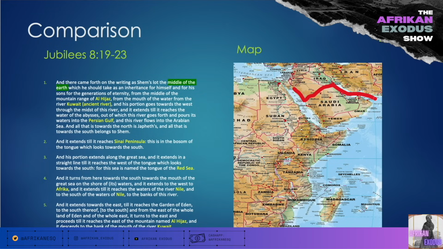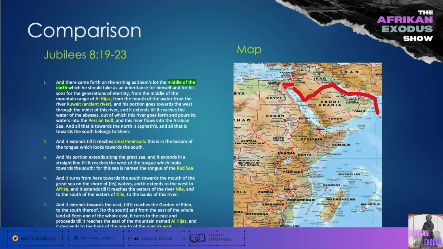And this river flows into the Arabian Sea, and all that is towards the north is Japheth, and all that is towards the south belongs to Shem. And it extends till it reaches the Sinai Peninsula. This is the bosom of the tongue which looks towards the south. I'm going to pause right here and say it's amazing. This literally matches the Sinai Peninsula. It's the tongue that looks downward.